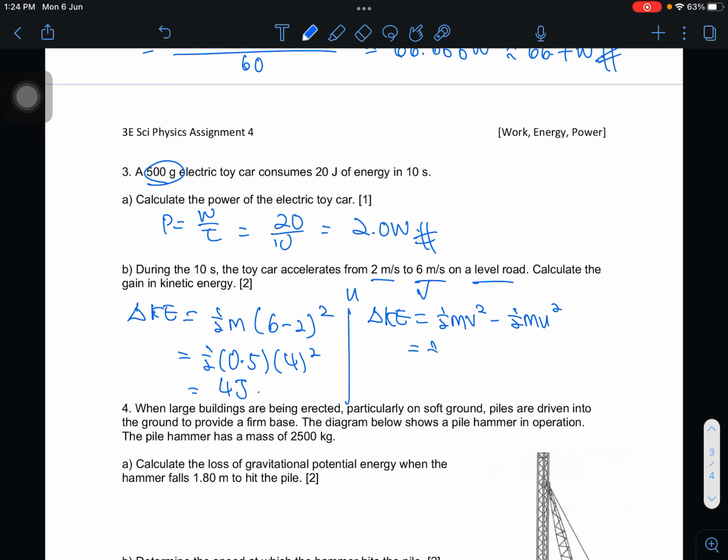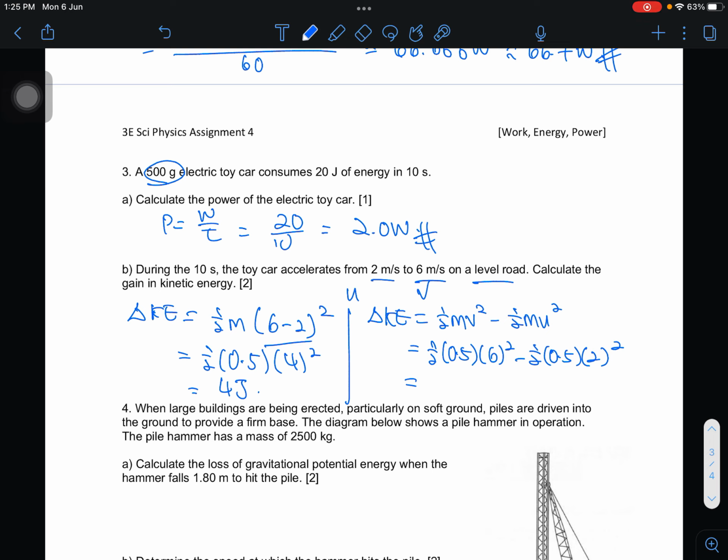What is the final? Half times 0.5 times 6 square minus half times 0.5 times 2 square. Mathematically, the values are not the same. I'm going to leave it to you to go and find out why they are not the same. But I'm telling you right now, never just straight away do this. You need to show out everything.